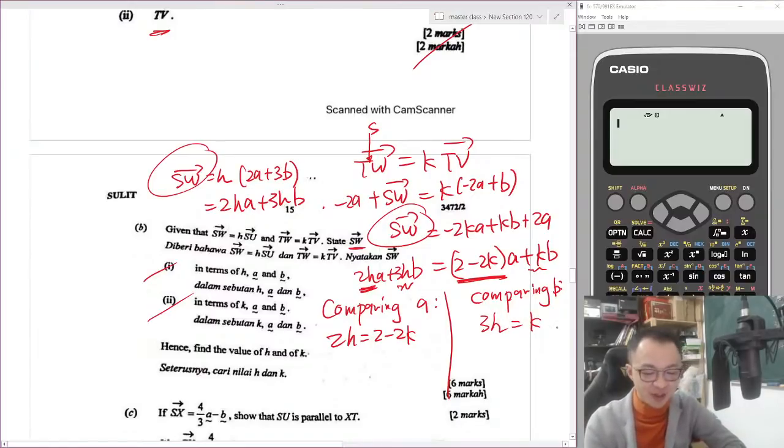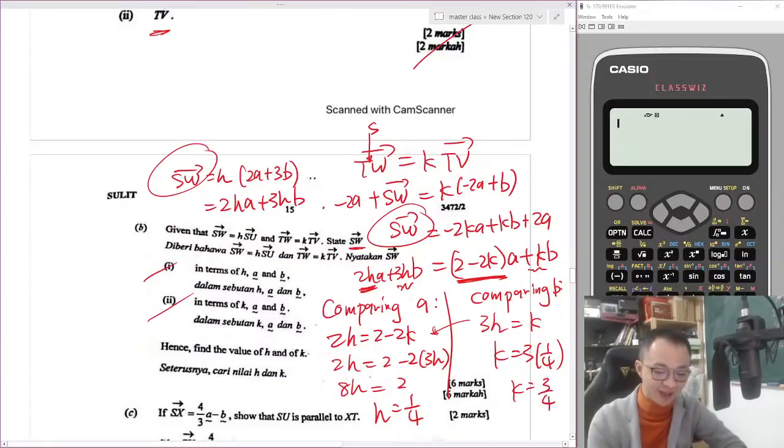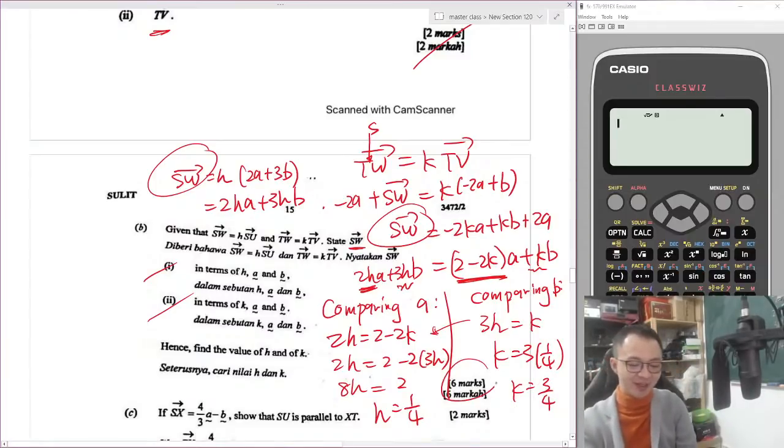Alright, then I will just do some substitution. Sub the K into here. So 2H equals to 2 minus 2 times 3H. So this one should be 8H equals to 2. H equals to 1 over 4. K equals to 3 times 1 over 4. K equals to 3 over 4. Done. Okay, 6 marks in total.